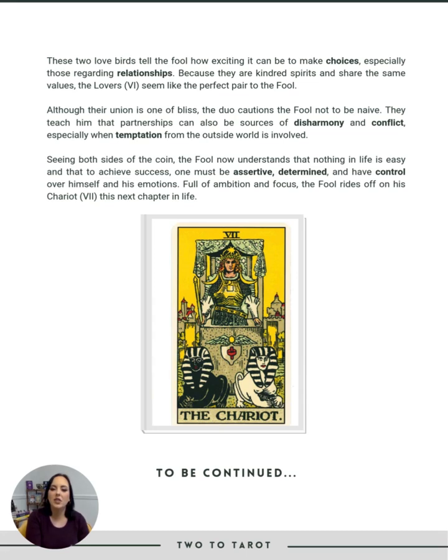And because they're kindred spirits and share the same values, the Lovers seem like the perfect pair to the Fool. He just loves them. But their union is not all bliss, okay? If you get them in reverse, it can represent disharmony, conflict, temptation. But seeing both sides of the coin, the Fool now understands that nothing in life is easy, and that to achieve success, you have to be assertive, determined, and have control over yourself and your emotions. And that is what is represented by the Chariot.